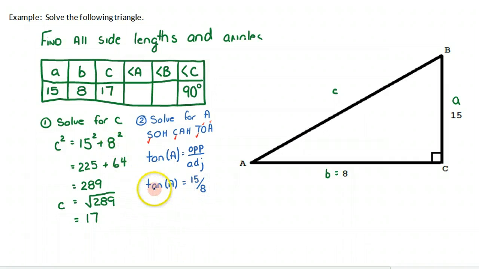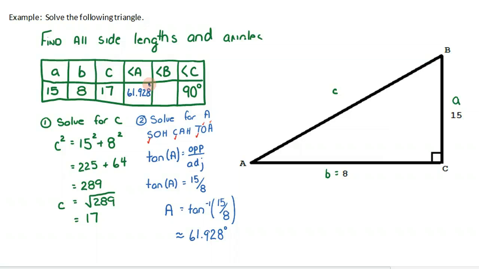And like we said, to get A by itself, we apply the tan inverse to both sides. So we end up with A, because the tan inverse of tan A is simply A, is equal to the tan inverse of 15 over 8. And now I can plug this in my calculator. So we have 15 divided by 8, and I take the tan inverse of that, and I get approximately 61.928, and don't forget this, degrees. So angle A is approximately 61.928 degrees.